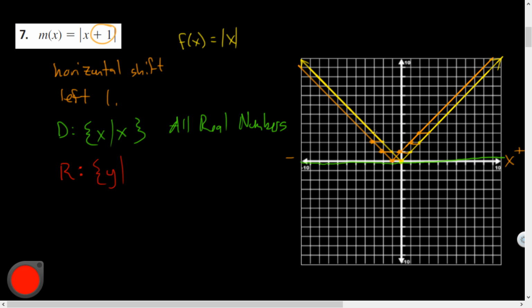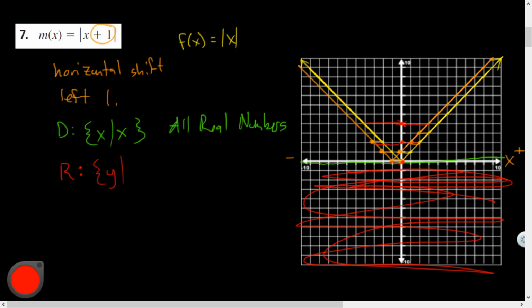What do you guys think? What possible outputs did this orange absolute value graph have? Does it ever have 4 as an output? Yeah, it actually has it twice. It has it over there and over here. Does it ever have 2 as an output? Yep, right there and right there. Does it ever have 0 as an output? Yep, right over here. Does it ever have -1 as an output?